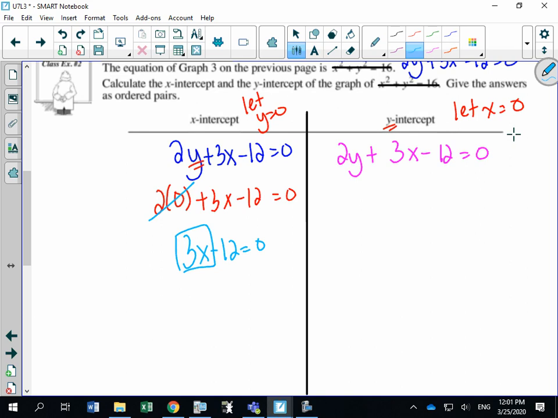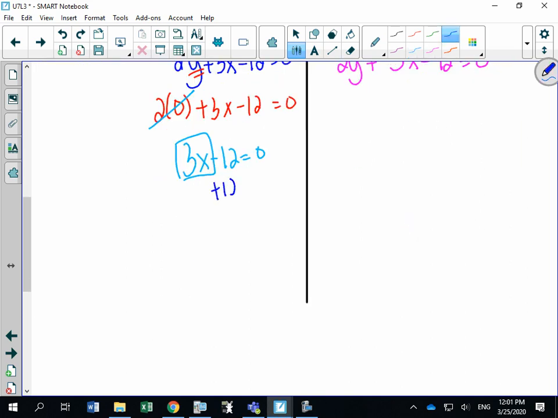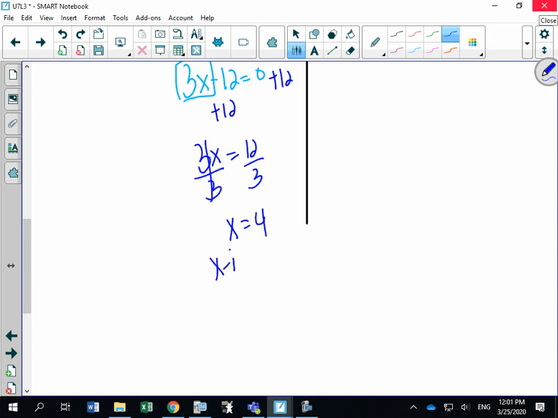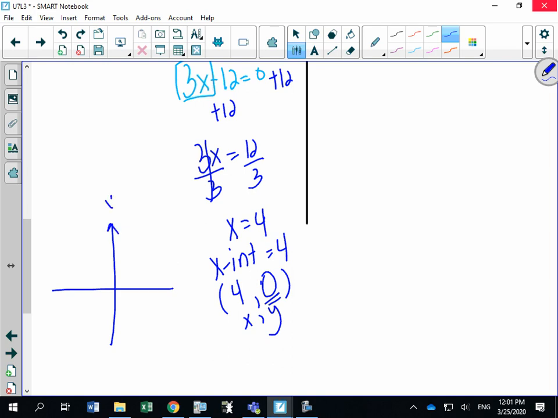I need to first isolate that 3x, so get rid of that negative 12 by adding 12 to both sides. Divide by 3, divide by 3. X is equal to 4. That is my x-intercept. My ordered pair, remember it's always x comma y. So if x is 4, if it's an intercept, y we said was 0. I'm going to get you to graph this. So there's my y, here's my x. I got my x-intercept is 4. 1, 2, 3, 4. So it cuts the x-axis at 4.